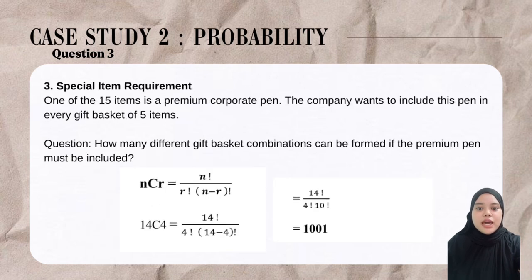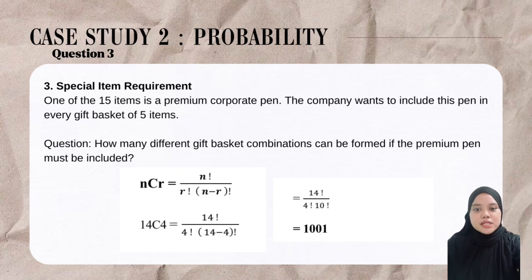Now question 3 adds a condition. The gift basket must always include the premium pen. Since one item, the pen, is already fixed, we only need to choose 4 more items from the remaining 14. The formula used is the combination formula, nCr equals n factorial divided by r factorial times (n minus r) factorial, where n is 14 and r is 4. Same as the other question, we just include the information in the formula and calculate it. So there are 1001 valid gift baskets that include the premium pen.